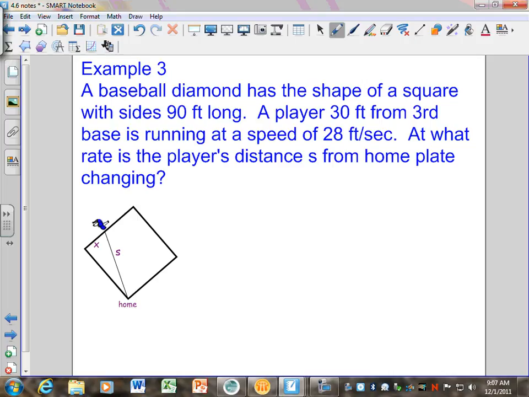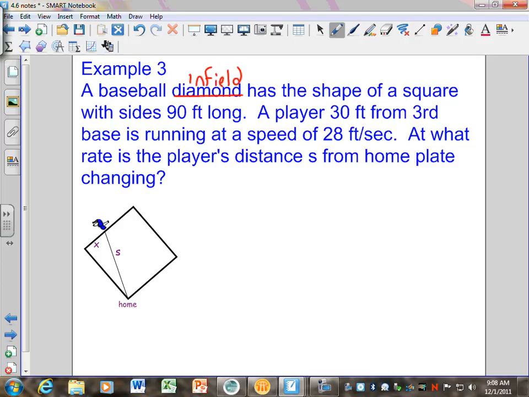Okay, so this one is a little bit harder, and I don't know if we're going to get this finished. It's just the bases, right? It's just running from home to first, second, that's a square, right? Sorry, I should say a baseball infield. Is that what I should say? Don't you call it the baseball diamond, though? And if you include the outfield, is it really a diamond? I don't know. I'm not good with baseball.